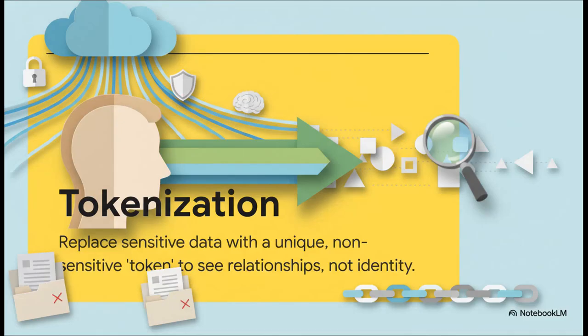Next, we have tokenization. Now this one's a little more clever. Instead of just blacking out the data, you replace it with a unique, meaningless substitute, a token. So for instance, a patient's name like Sarah Jenkins might become user_882. The AI can now track user_882's entire history across different documents. It sees all the connections, but it has no clue who that person really is.